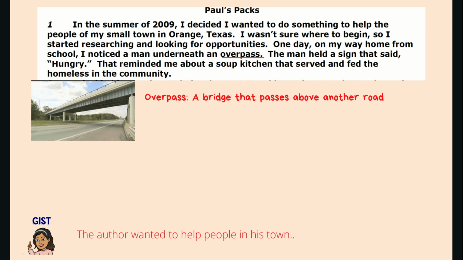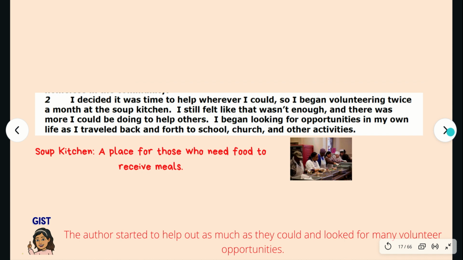Let's pause there, and I want you to try and write a gist statement for this section. The gist statement that I wrote is that the author wanted to help people in his town. Let's go ahead and keep reading.